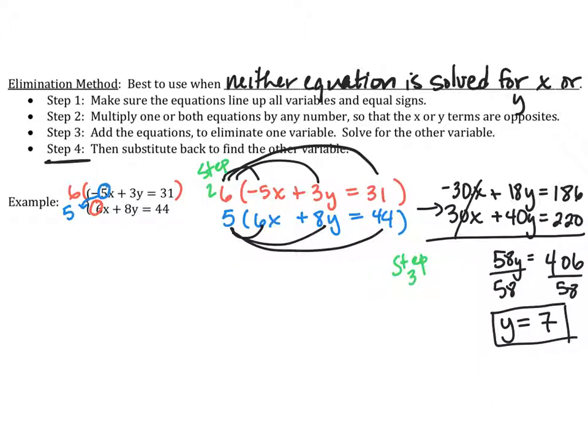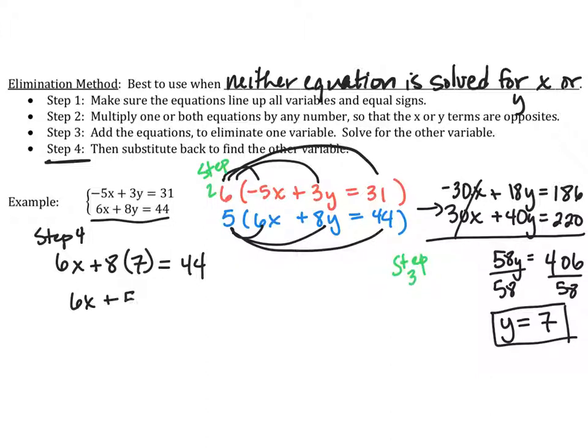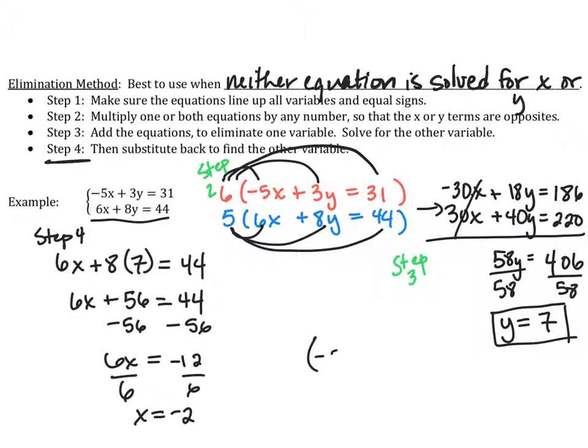Step 4 is the same as the other methods. I'm going to pick one of my equations and erase some of this writing around here. Pick one of my equations, doesn't really matter which. I'm going to go with the second one to plug in y and then solve for x. So this is step 4. So 6x plus 8 times 7 instead of y, because I know y equals 7, equals 44. 6x plus 56 equals 44. Subtract 56. So I've got 6x equals negative 12. Divide by 6. And I have x equals negative 2. So my answer, negative 2, 7.